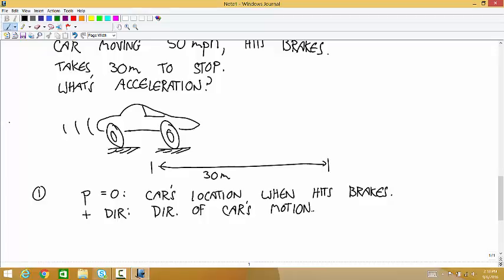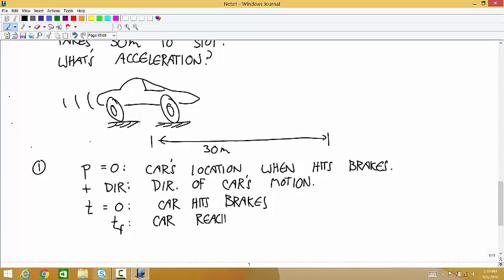Okay, so now these are the two that we need to get right. There's a right and a wrong, and we need to get them right. So we have to think of the instance where we know information and where we want to find information. Then t equals 0 is always the earlier one, and t final is always the later one. So what are the two instances where we know stuff? We'll call time equals 0 the instant that the car hits the brakes. And time final is when the car has traveled 30 meters. I'll say for now that the car reaches rest.